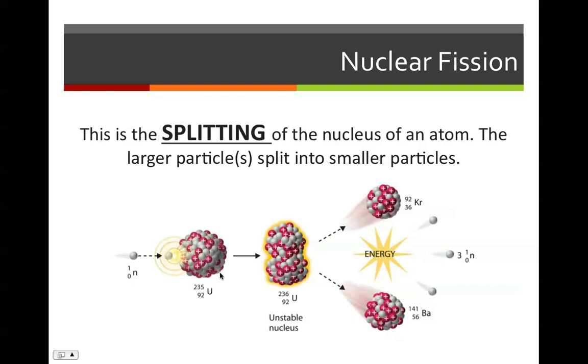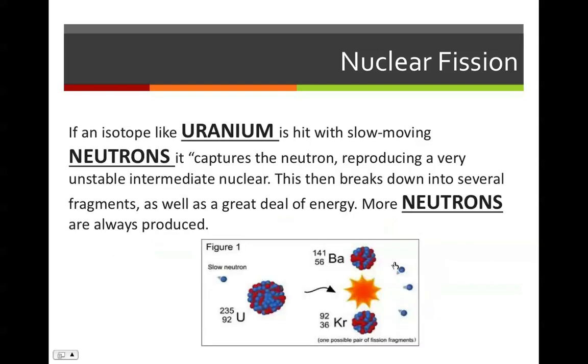The most classic example is uranium, and we're going to see that once it's combined briefly with a neutron, it's going to become unstable and then split, releasing a large amount of energy. So if an isotope like uranium is hit with a slow-moving neutron, it can capture that neutron, making a very unstable intermediate nucleus, and then because it's unstable, it's going to break down into several fragments, which releases a huge amount of energy. And then more neutrons are always produced.